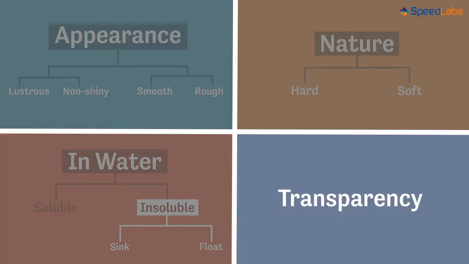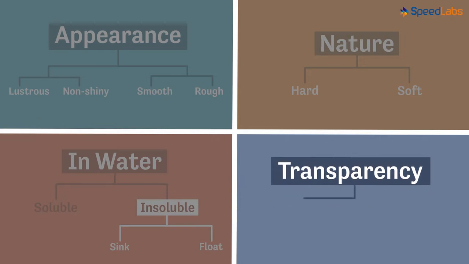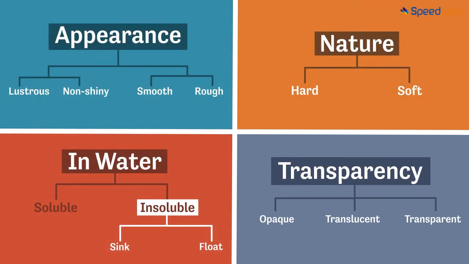Lastly, materials are also grouped on the basis of their opacity. They could be opaque, translucent, or transparent in nature. This is how we categorize various materials around us in different groups.